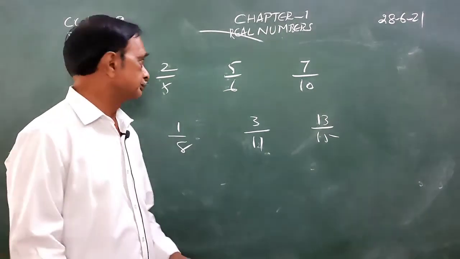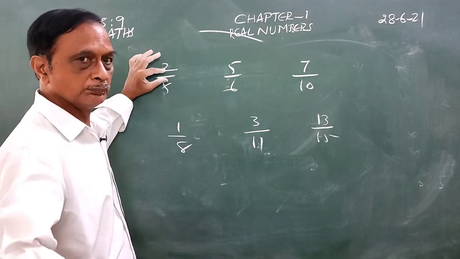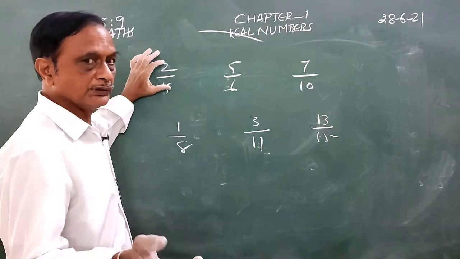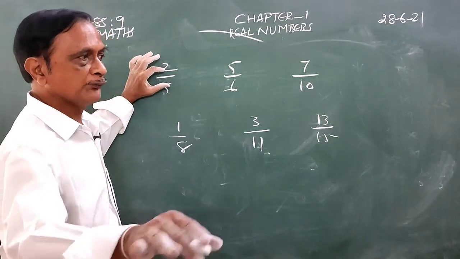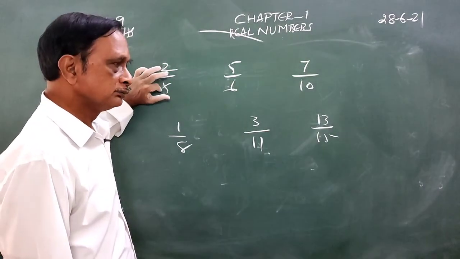Now see. So here 2 by 5 is in simplest form. You cannot simplify 2 by 5. There is no common factor for 2 and 5 except 1. What is the denominator here? 5.